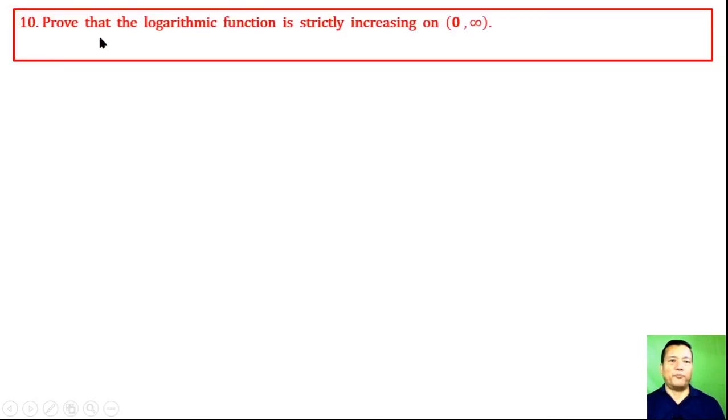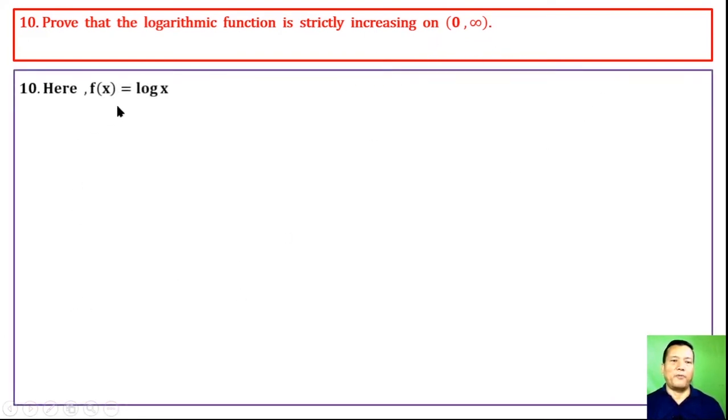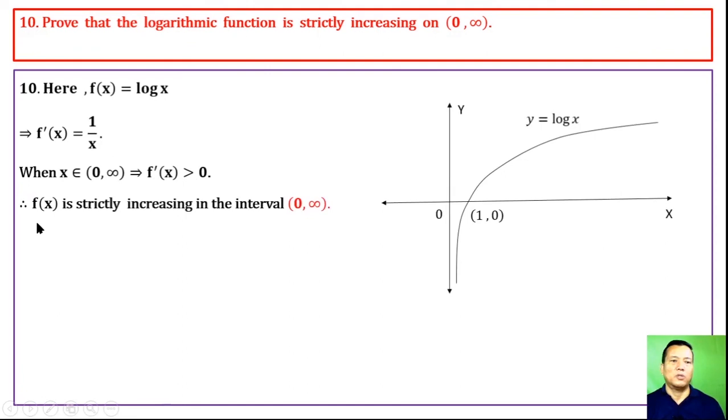For question number 10, prove that the logarithmic function is strictly increasing on the open interval 0 to infinity. Let us prove. Here f of x is log x. This function is called the logarithmic function, whose derivative is 1 by x. When x belongs to the open interval 0 to infinity, the sign of f dash x is always greater than 0. Therefore, f of x is strictly increasing in the interval 0 to infinity. We have drawn the graph of y equal to log x, which is always an increasing function.